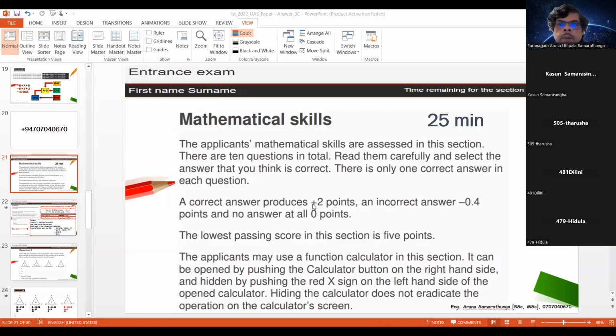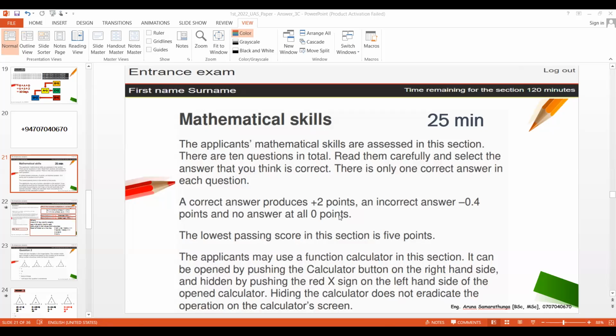Okay, here also, this is the mathematical skill part, general mathematics. So you will have this paper for this exam. Here also you have minus marks, so be careful about that. And you will have 10 mathematical questions. These are actually very easy, not like the reasoning skill. You have 25 minutes to answer, normally 2 minutes for one question. Okay. Let's go.